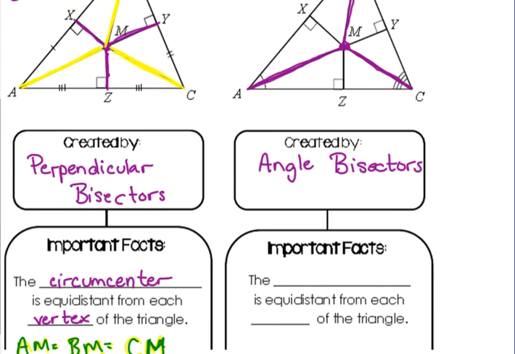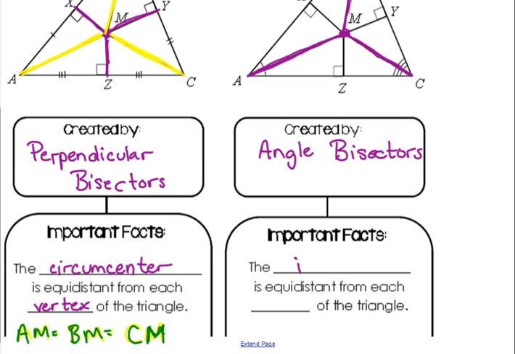The property of the incenter is that the incenter is equidistant from each side of the triangle. So in this case, XM is equal to YM, which is equal to ZM.